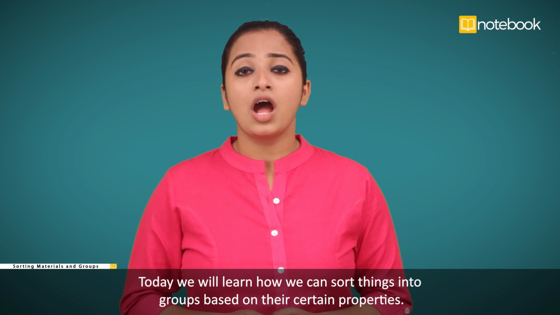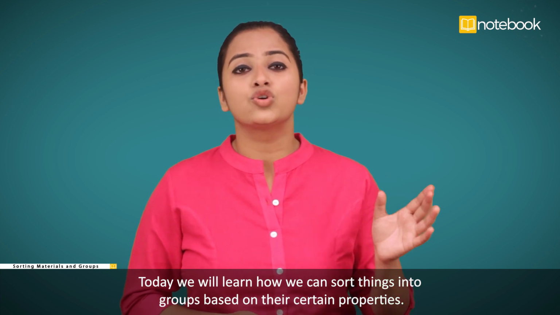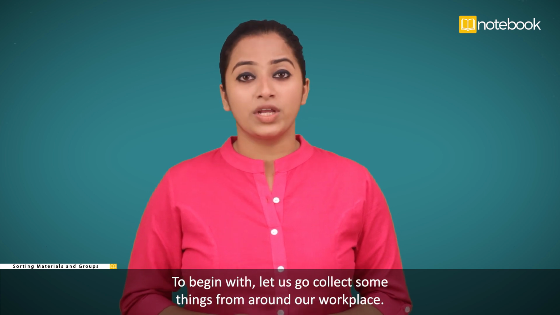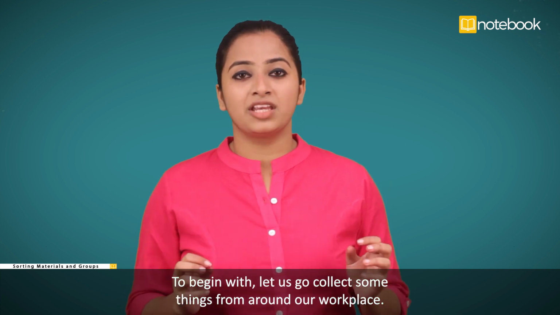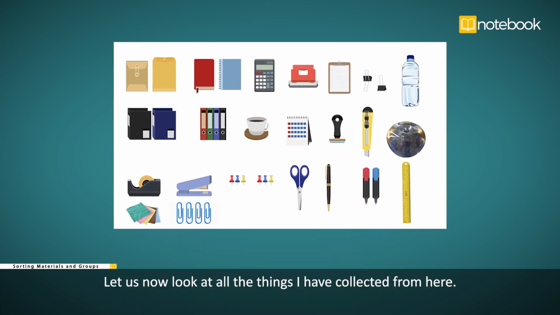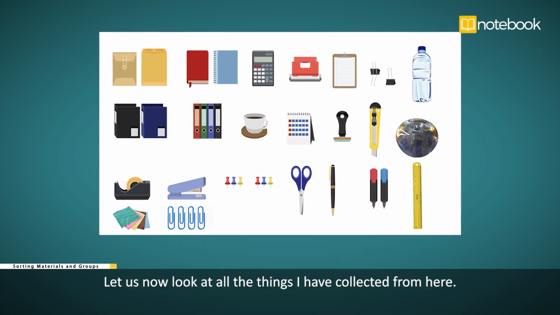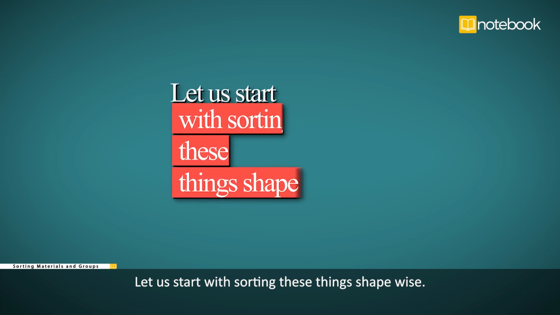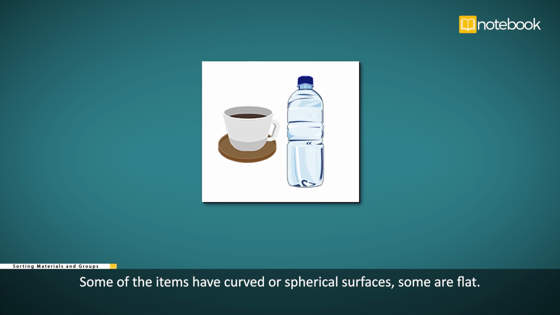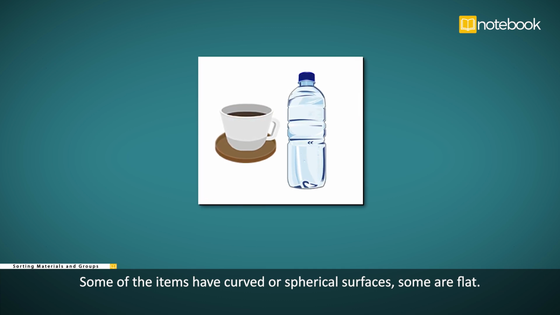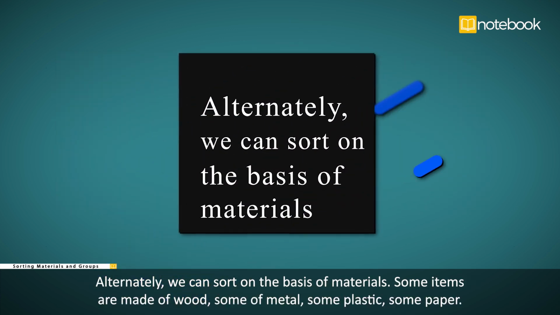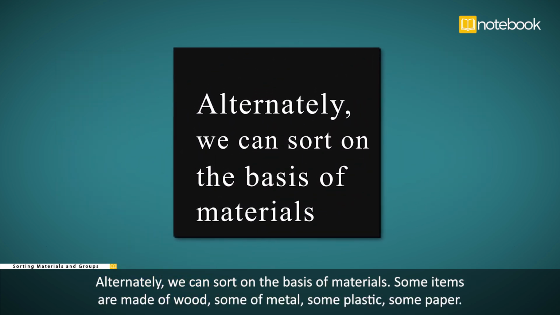Today, we will learn how we can sort things into groups based on their certain properties. To begin with, let us go collect some things from around our workplace. Let us now look at all the things I have collected from here. Let us start with sorting these things shape-wise. Some of the items have curved or spherical surfaces. Some are flat.